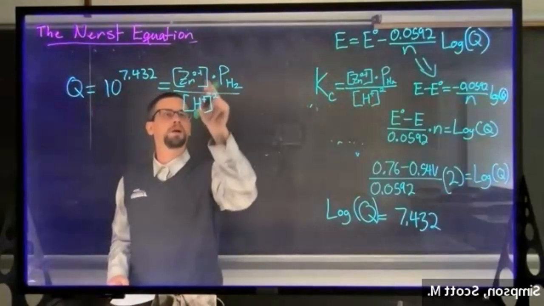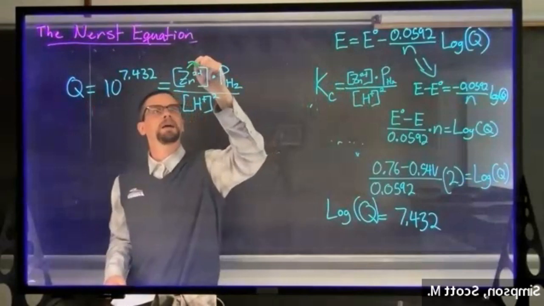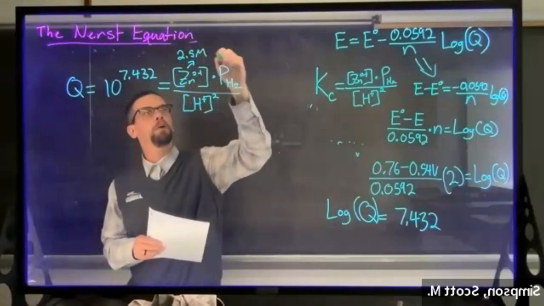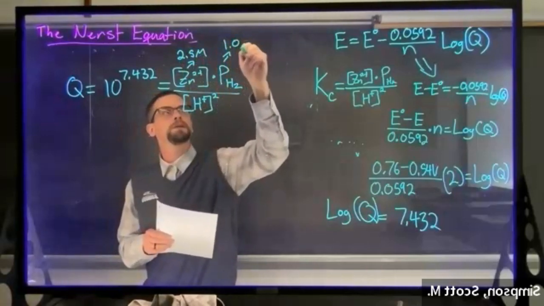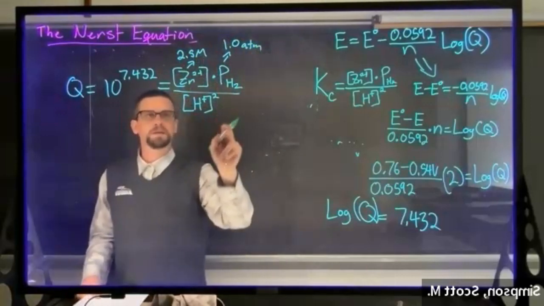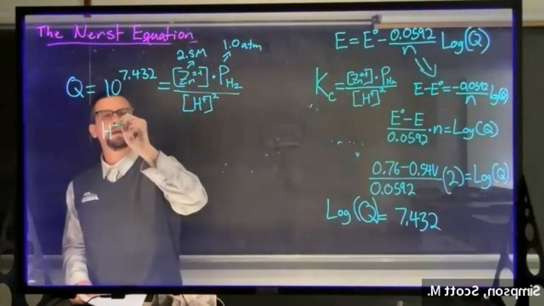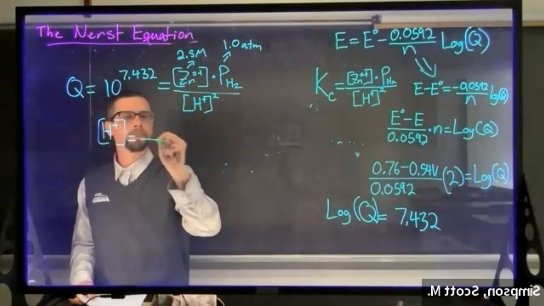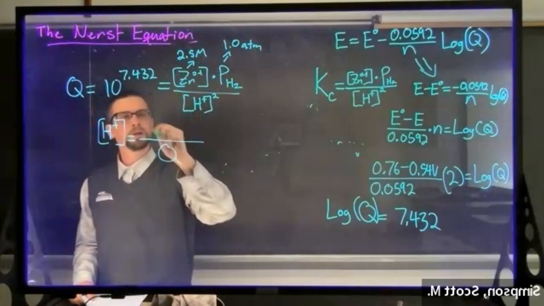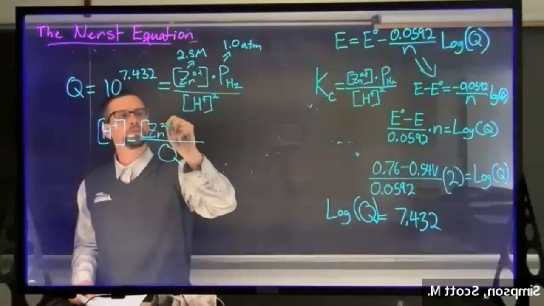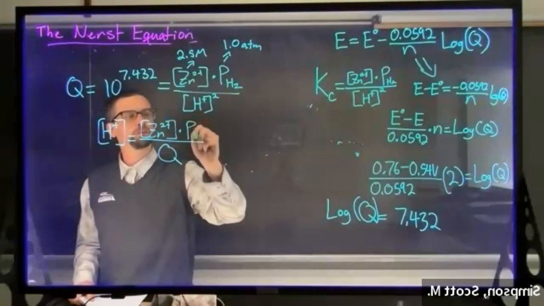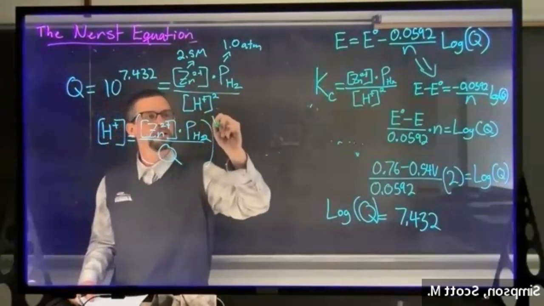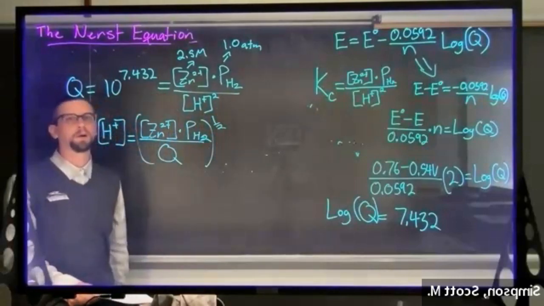We're trying to find this H plus squared. We have values for this guy. If you look back at when we introduced this, it's 2.5 molar, and this partial pressure is 1.0 atm. So let's plug those values in. Let's solve for H. H plus is going to be equal to, so we're moving these guys around. Q, zinc 2 plus, partial pressure H2, and we got to take the square root of that or raise it to the 1/2 power.